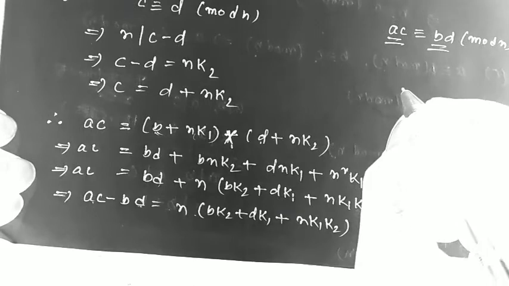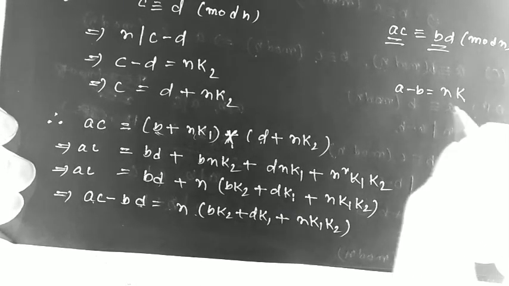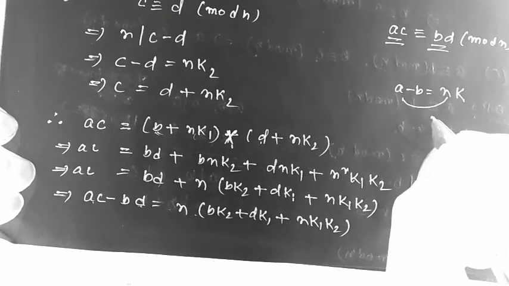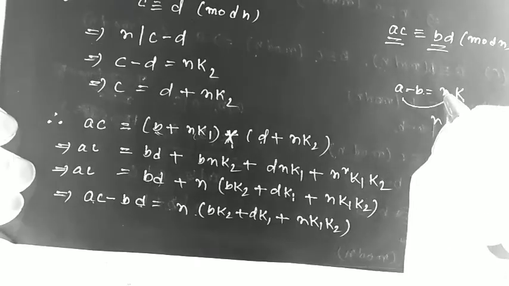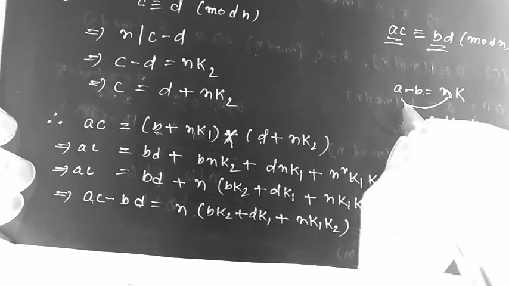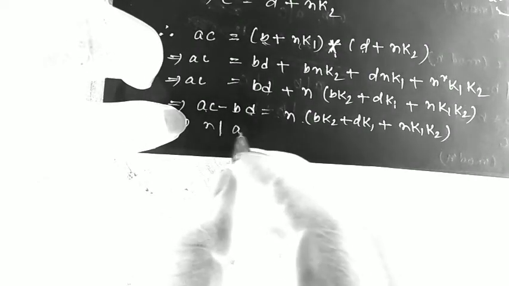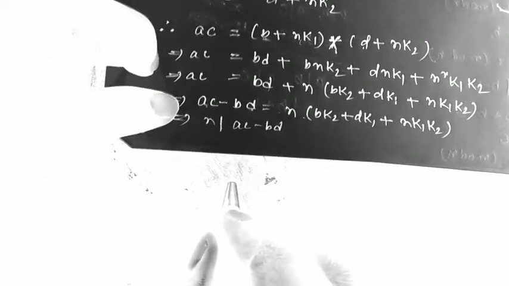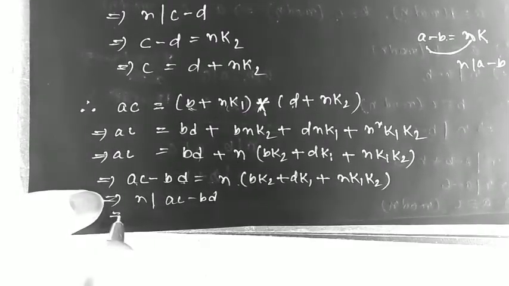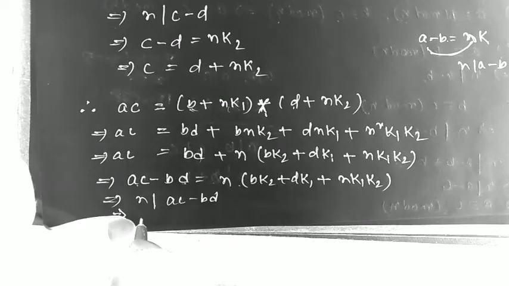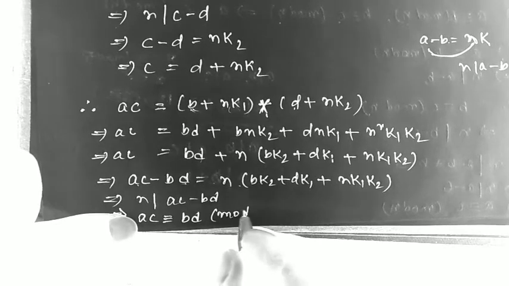If we have A minus B equal to n into something, that means n divides A minus B. So from here we can write n divides AC minus BD. N divides AC minus BD can again be written as what? AC is congruent to BD with mod n.